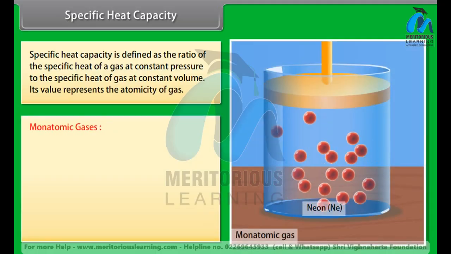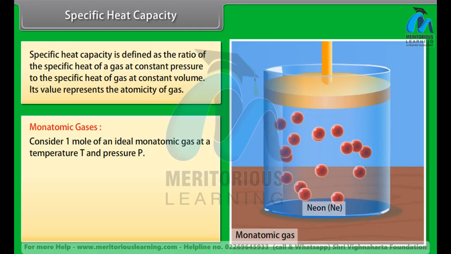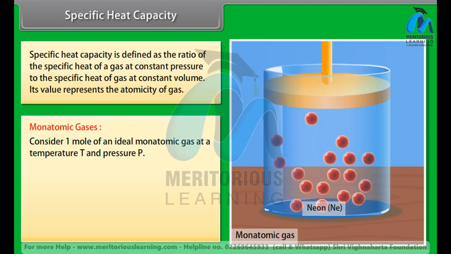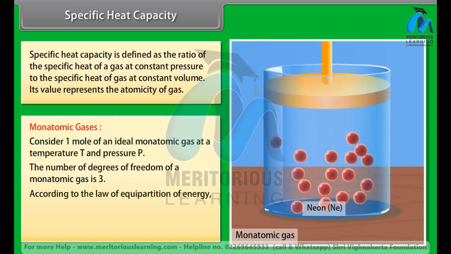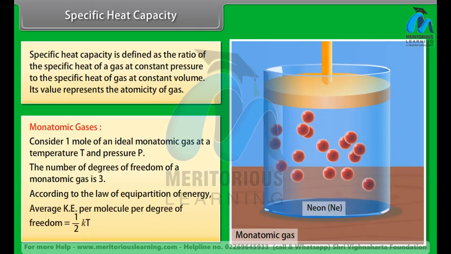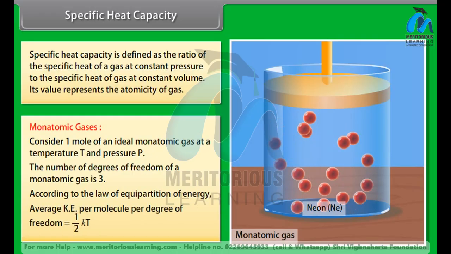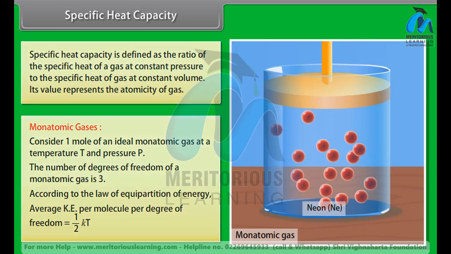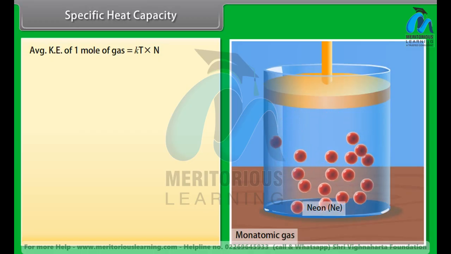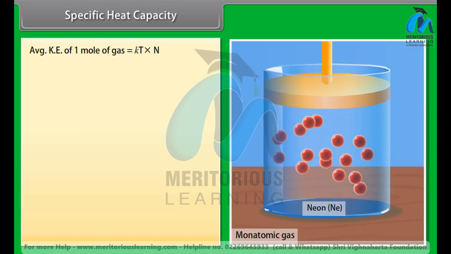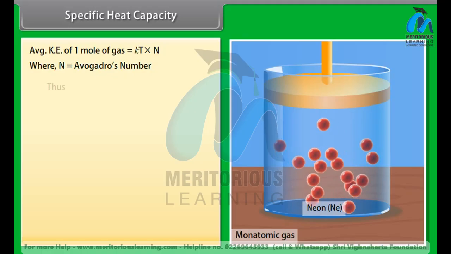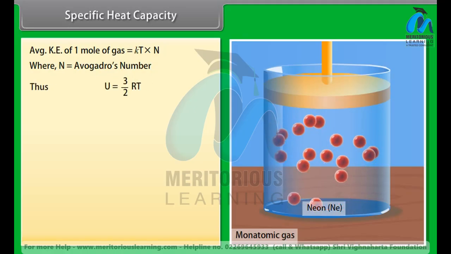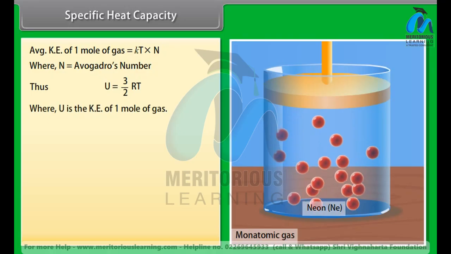Monoatomic gases. Consider 1 mole of an ideal monoatomic gas at a temperature T and pressure P. The number of degrees of freedom of a monoatomic gas is 3. According to the law of equipartition of energy, average kinetic energy per molecule per degree of freedom is equal to half kT. Average kinetic energy of 1 mole of gas is equal to 3/2 kT into N, where N is equal to Avogadro's number. Thus, U is equal to 3 by 2 RT, where U is the kinetic energy of 1 mole of gas.